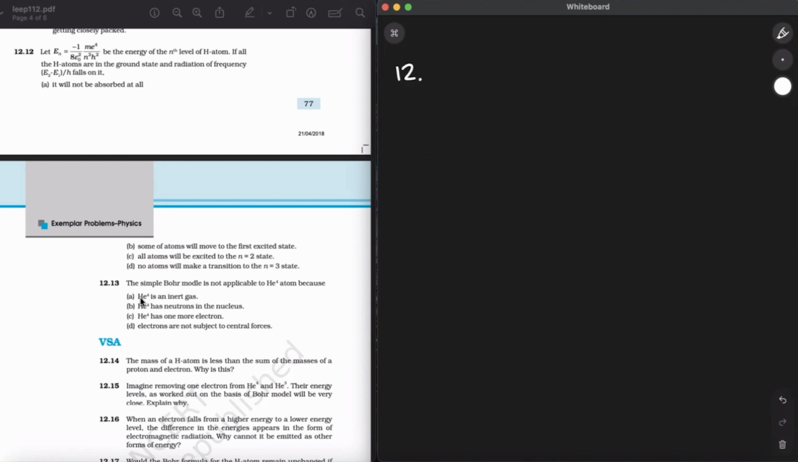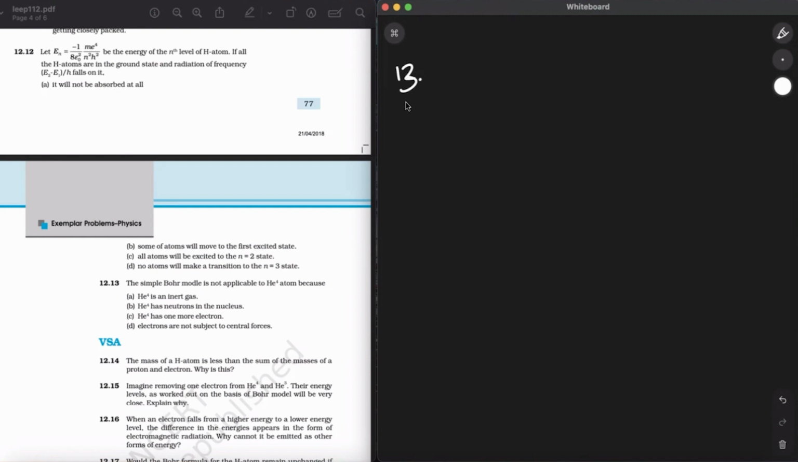Moving onwards to question number 13. A simple Bohr model is not applicable to the helium-4 atom because: helium-4 is an inert gas; helium-4 has neutrons in the nucleus; helium-4 has one more electron; electrons are not subject to central forces.